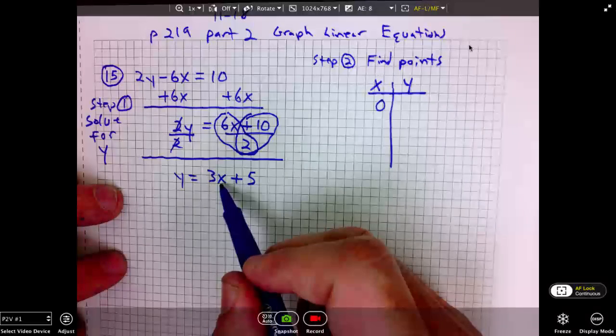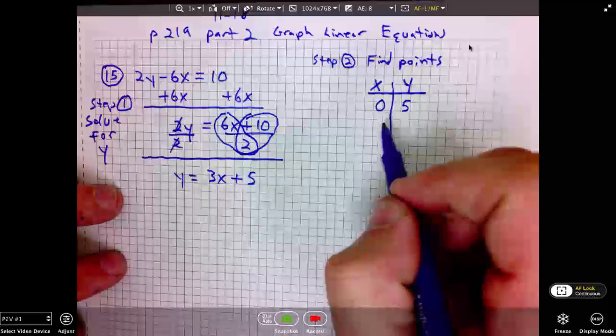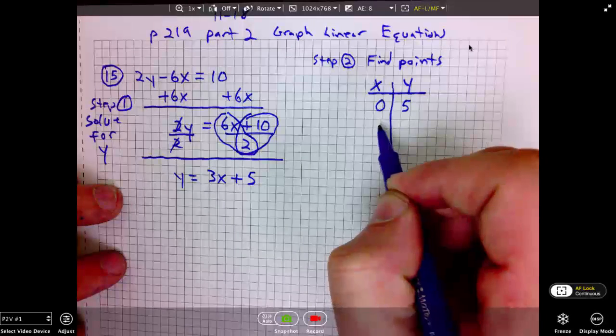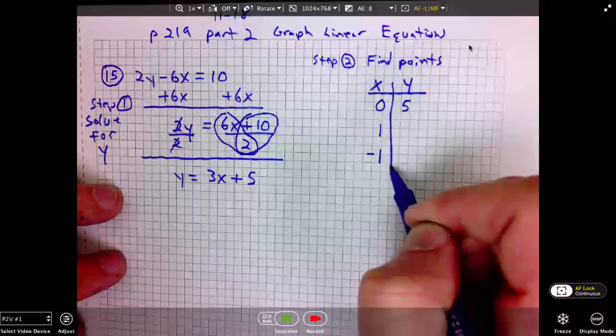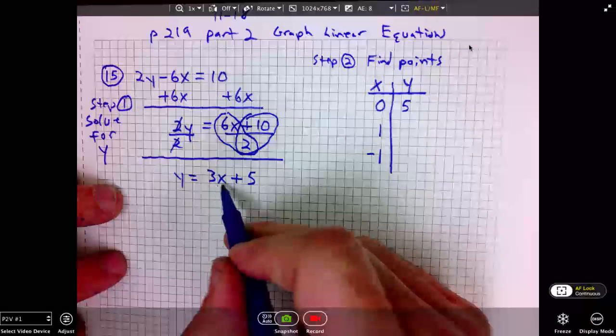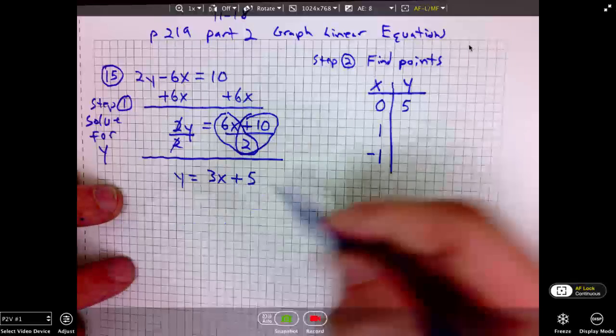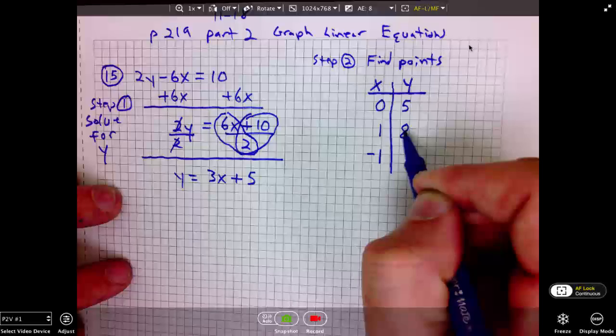3 times 0 is 0, plus 5 is 5. Now we'll use one other positive and negative number. I'm going to substitute positive 1 and negative 1. Substituting positive 1 in place of x. 3 times 1 is 3, plus 5 is 8. If x is 1, y is 8.